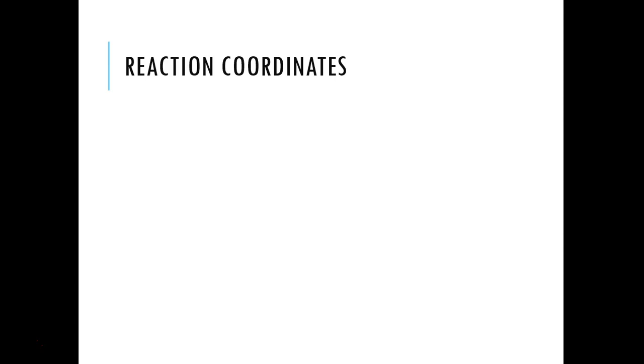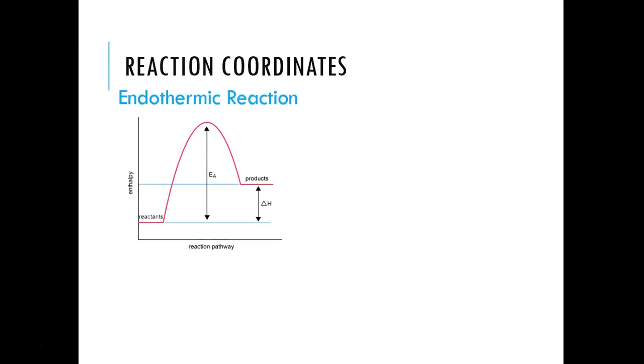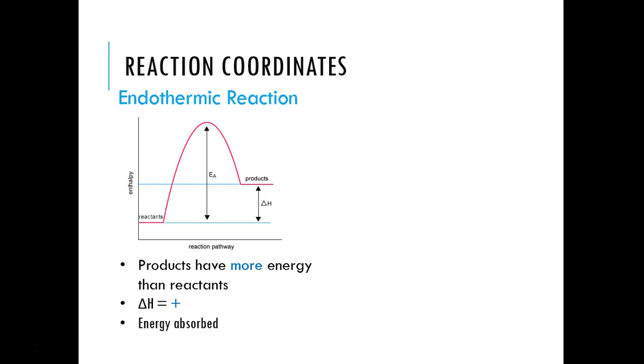So reaction coordinates are a visual way that we can show endo and exothermic reactions. In an endothermic reaction, remember that heat is entering the system, so the products have higher energy than the reactants. We have enthalpy on the y-axis and the reaction pathway on the x-axis, and that's just a fancy way of saying this is what happens as the reaction proceeds. We see that the products have more energy than the reactants. The change in enthalpy is positive, and energy is absorbed. The products are also less stable since they're at a higher energy, and lower energy is associated with greater stability.